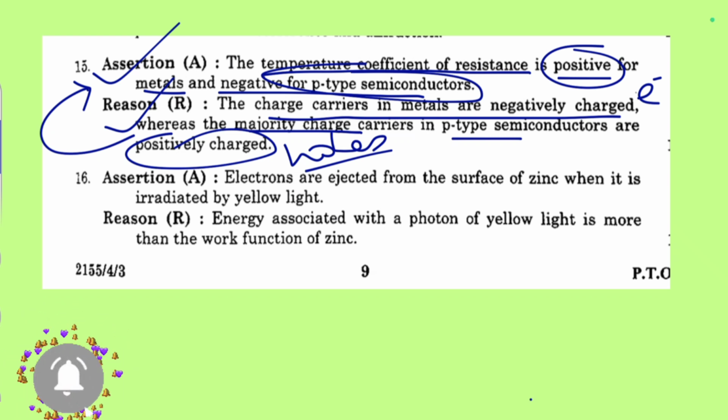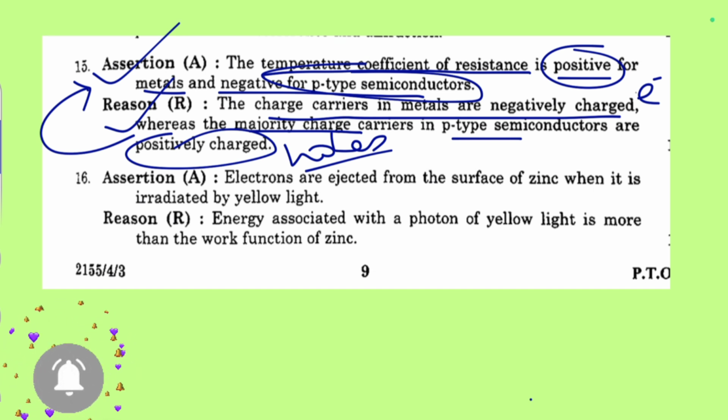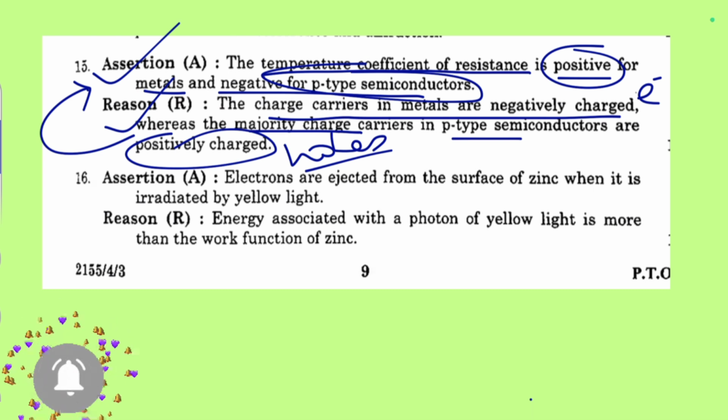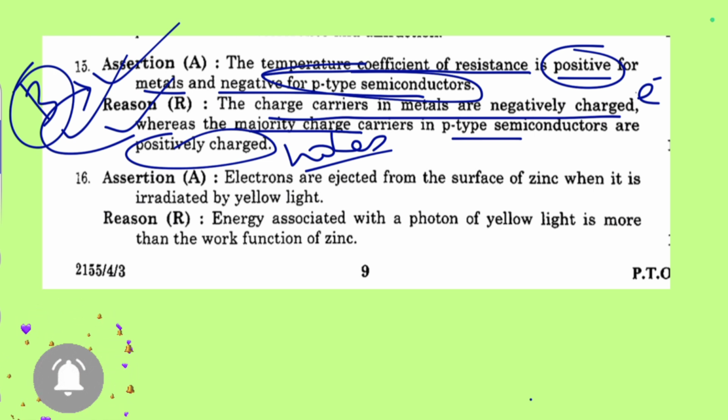What is the correct explanation? I have already explained that because of the increase in kinetic energy, those particles or electrons collide with each other very fast, and because of that there is the generation of hindrance, so there is an increase in the resistance. But the statement that is given is totally different. So assertion and reason are correct, but the reason is not a correct explanation of the assertion. So option B should be the answer for question number 15.